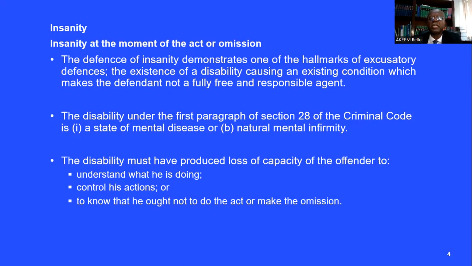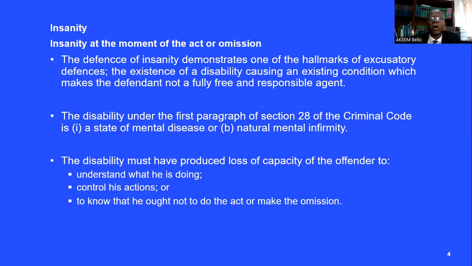In other words, the disability and the existing condition make the defendant suffer from a condition which renders him not fully free and responsible for his action. And if he's not fully free and responsible for his action, the law takes it that it will not be right to punish the defendant for the consequences of his act. And therefore, the defense steps in to excuse the conduct of the defendant.